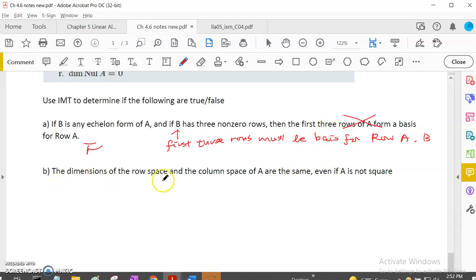Next: the dimension of the row space and column space are the same even if A is not square. Yes, this is always the same, because they both depend on the number of pivot positions. So even if it's not square, they're actually the same. True. So that's all for 4.6.